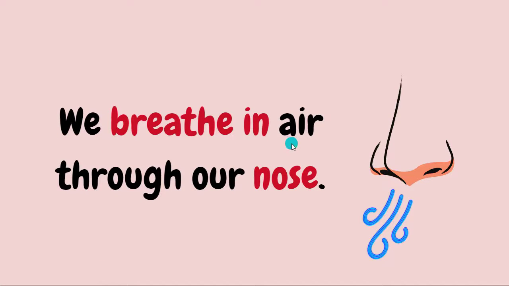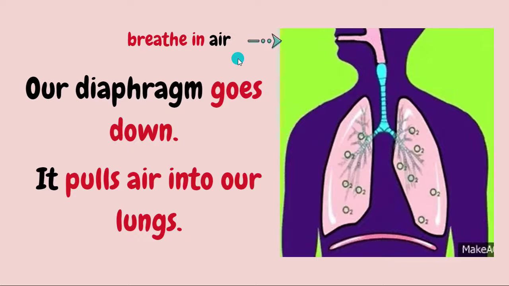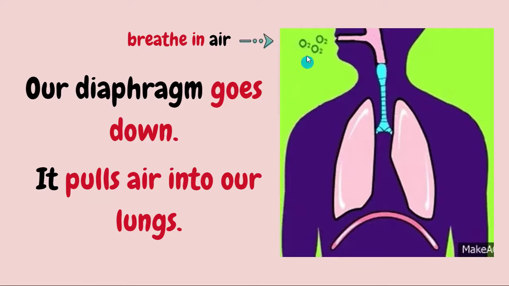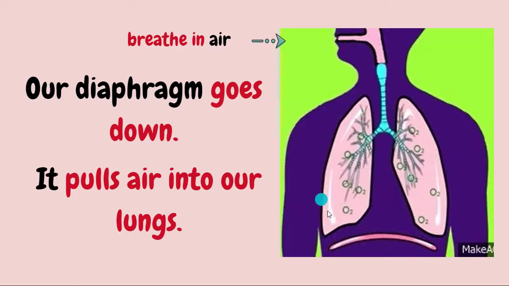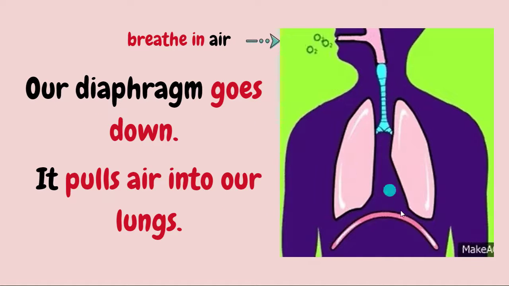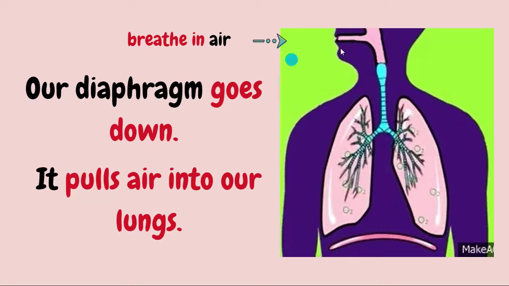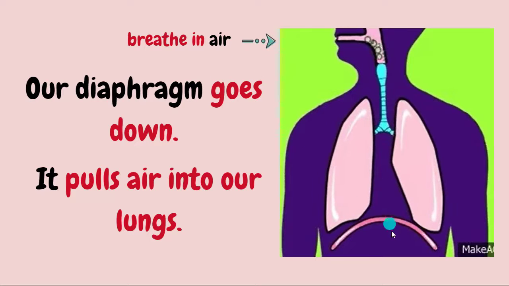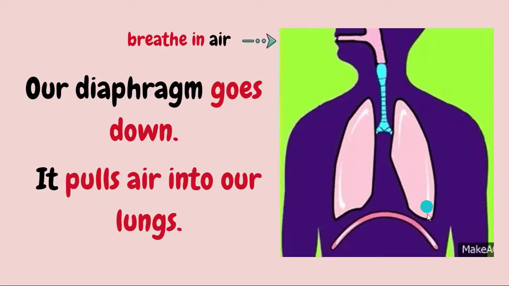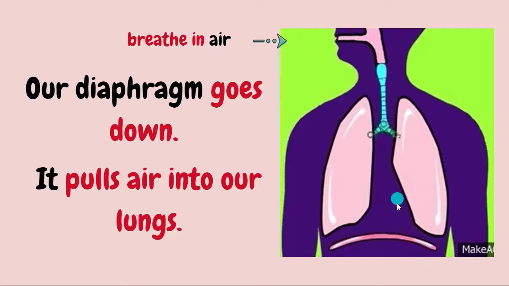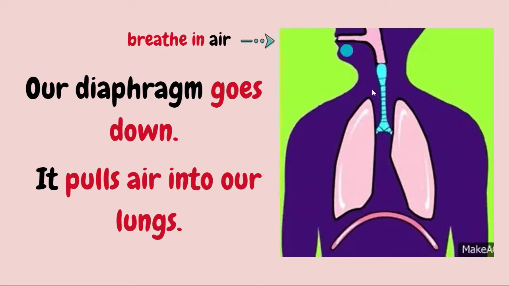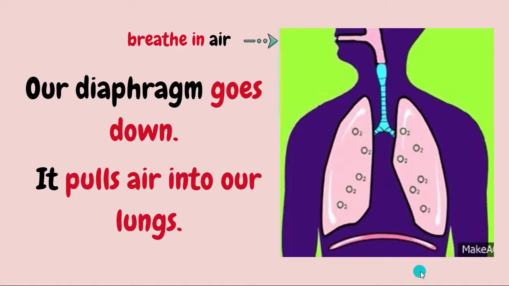We breathe in air through our nose. So, we take in the oxygen inside our bodies. Now we breathe in air, the O2 or the oxygen is now inside our lungs, and our diaphragm goes down. Can you see the diaphragm? When the oxygen goes inside our lungs, the diaphragm goes down. It pulls air into our lungs. As we see, now the oxygen is in our lungs and the diaphragm is down.